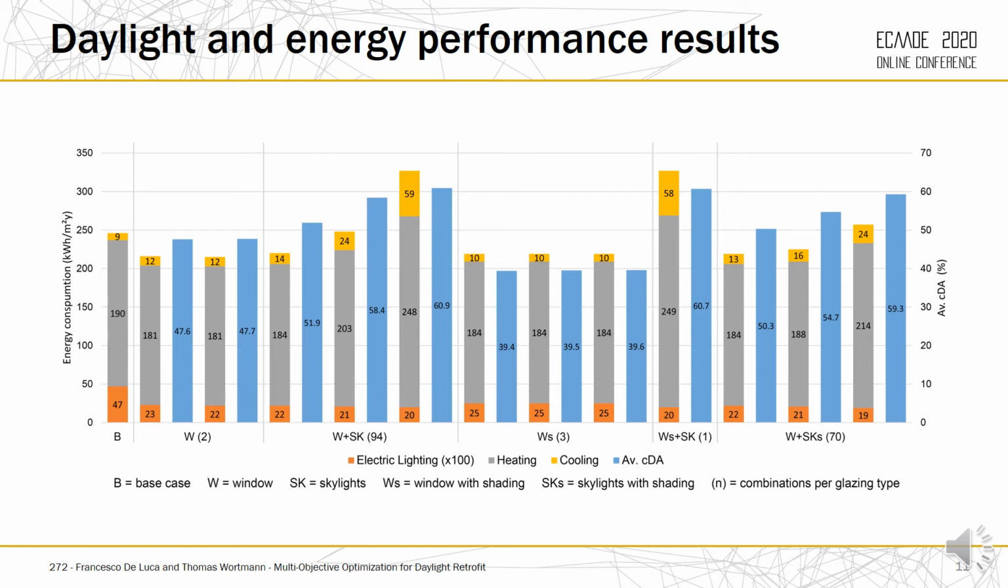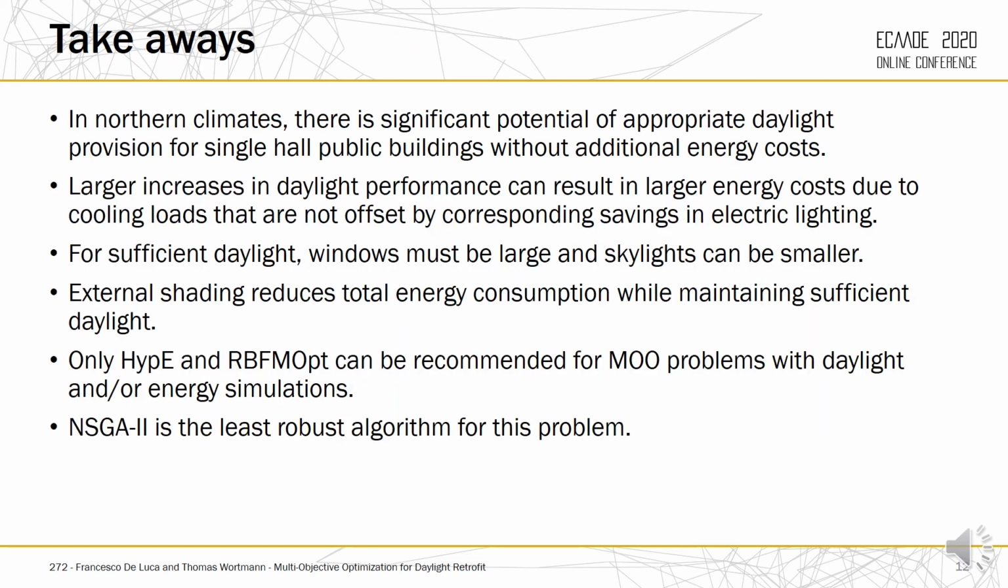For example, the minimum and average continuous daylight autonomy obtained using building configurations with window and skylights both without shading, and with window and skylights the latter with shading, is between 50.3% and 58.4%, and for these cases the total energy consumption is lower than the base case. It is worth noting that the external shading can reduce total energy consumption without decreasing significantly daylight availability. For example, shading for skylights can reduce up to 21% of total energy consumption at the expense of only 1% of daylight reduction.